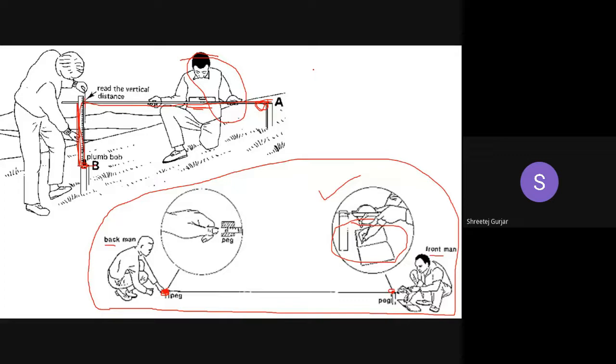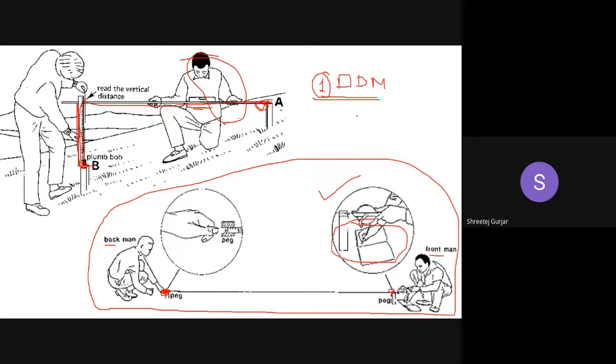Direct distance measurements, wherein we directly go and use a chain or a tape to measure the distance. For any two points, or any length of a line, we directly measure using chain and tape. So that is the first type of measuring distances, direct distance measurement, DDM. I hope you have understood that the first type is direct distance measurement.